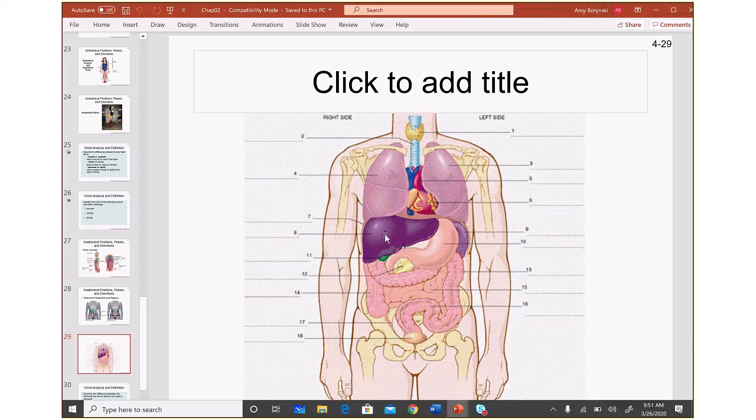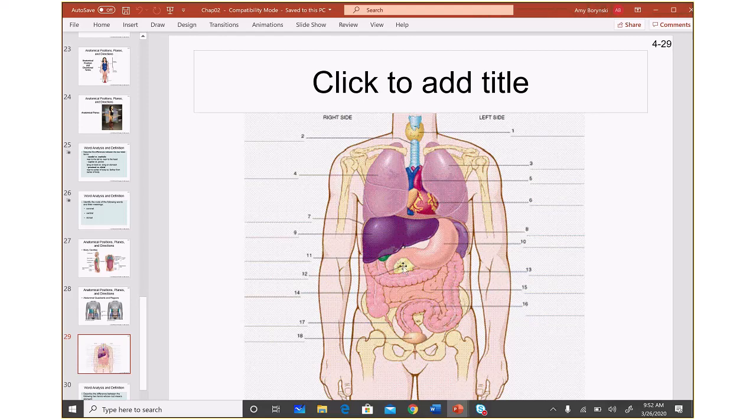On this side, number 9, it's this big dark purple organ. That is the liver, with the gallbladder, this little green piece, sitting right behind it. On the left-hand side, the patient's left, number 8 is the spleen. This big pink organ is the stomach. And then we have the intestines.